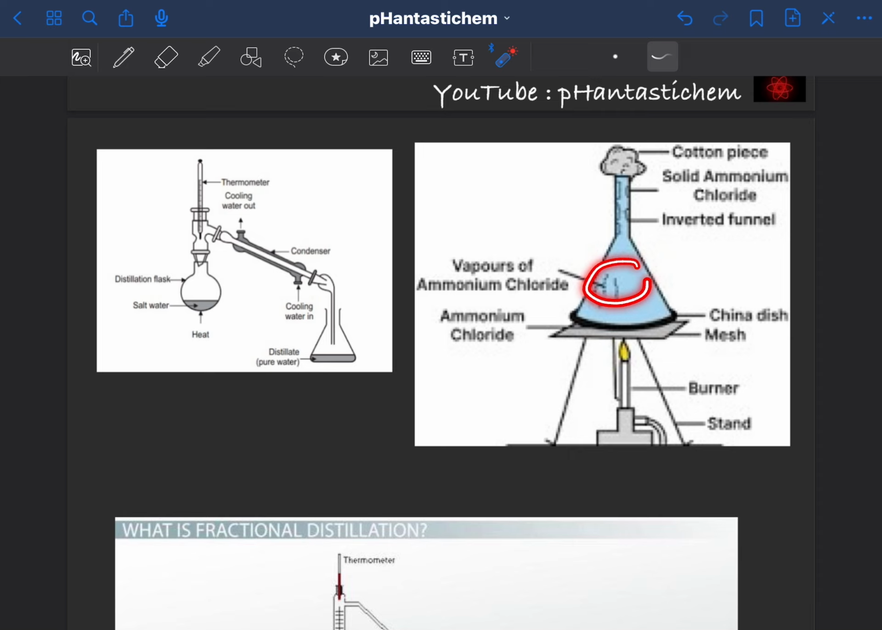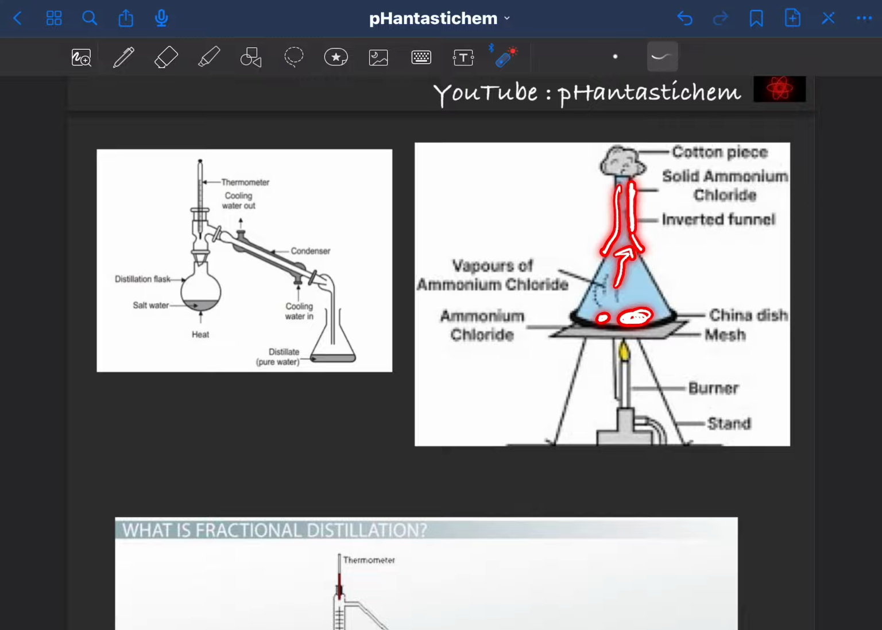Since the ammonium chloride vapors are being formed, there is a clear temperature difference: here the funnel will be very hot, and here it will be cold. The moment these vapors interact with the cold walls, they revert back to the solid state. So you will find the vapors of ammonium chloride became solid around the walls of the inverted funnel. We took a mixture of ammonium chloride and non-volatile impurities, so those non-volatile impurities will be left here, and ammonium chloride will be sticking on the surface of the walls of this funnel.